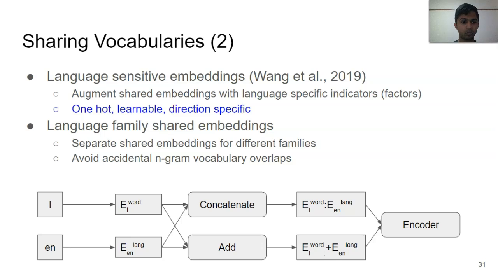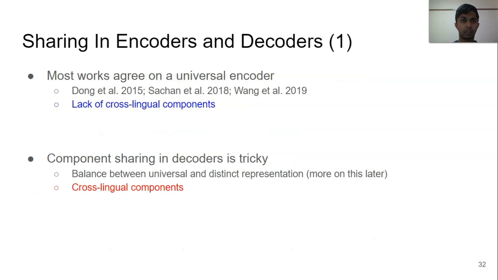Now, what's important is that these language indicator embeddings can be one-hot, learnable, or direction specific. Furthermore, we can also have language family specific shared embeddings, where we can have separate shared embeddings for different families. This way we can avoid any accidental n-gram vocabulary overlaps. Next, we are going to talk about sharing in encoders and decoders.